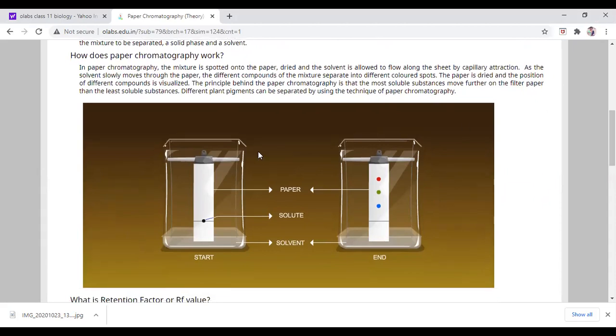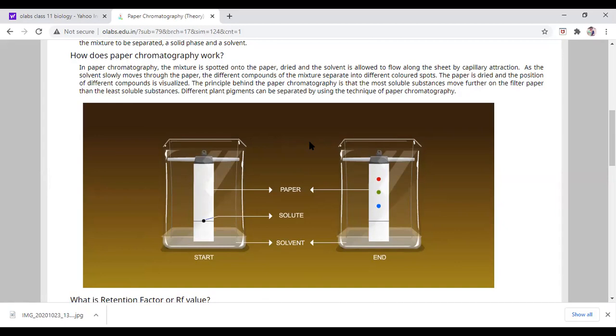How does paper chromatography work? In paper chromatography, the mixture is spotted onto the paper, dried, and the solvent is allowed to flow along the sheet by capillary action. As the solvent moves through the paper, the different compounds of the mixture separate into different colored spots. The paper is dried and the position of different compounds is visualized. The principle behind paper chromatography is that the most soluble substances move further on the filter paper than the least soluble substances. Different pigments can be separated by using paper chromatography.